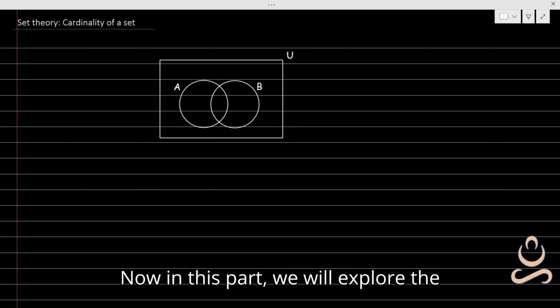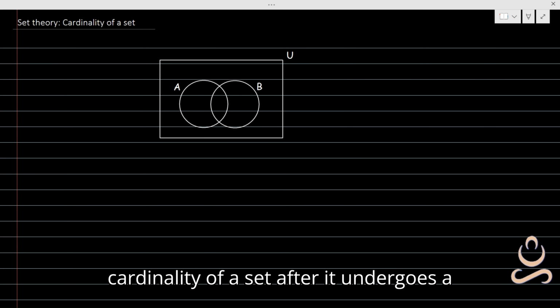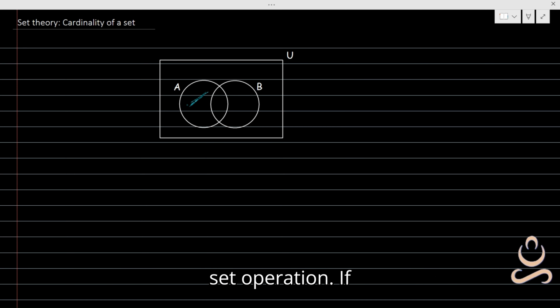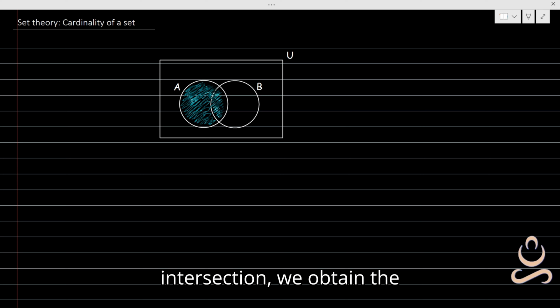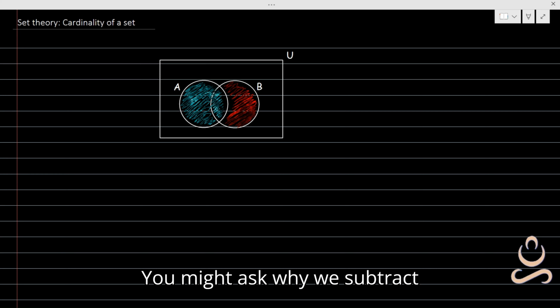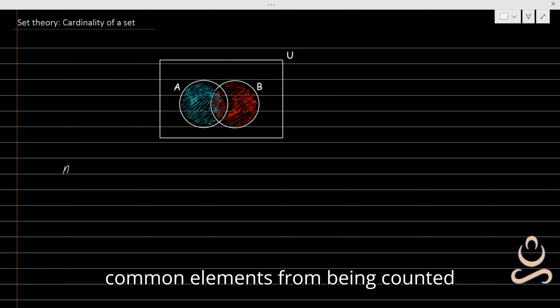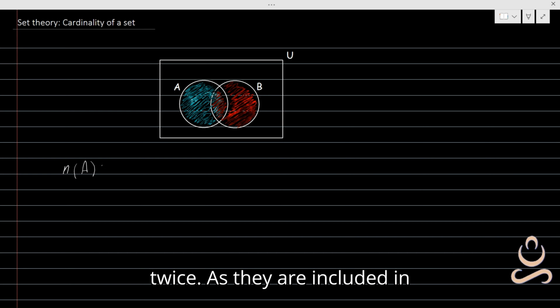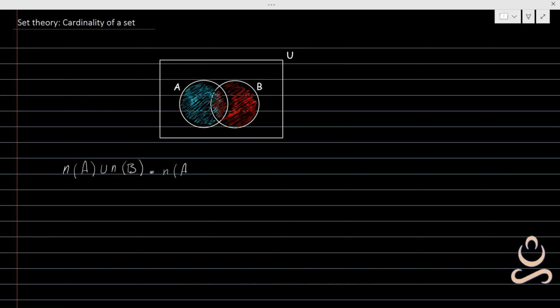Now, in this part, we will explore the cardinality of a set after it undergoes a set operation. If we add the cardinalities of two sets and subtract the cardinality of their intersection, we obtain the cardinality of the union set. You might ask why we subtract the intersection. Good question. It's to prevent the common elements from being counted twice, as they are included in both set A and set B.